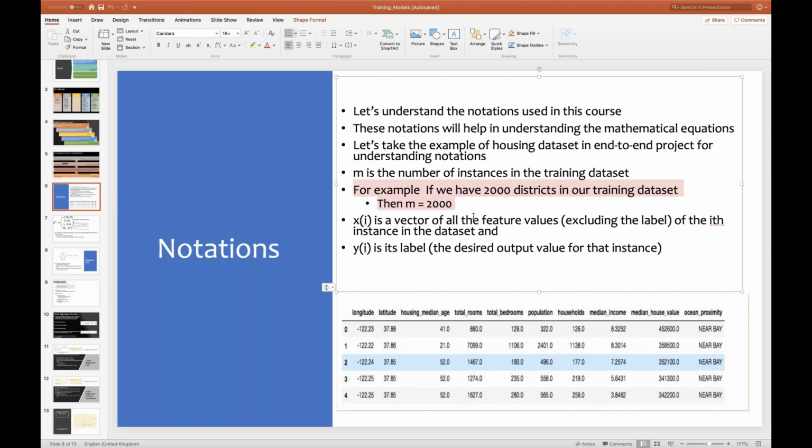Super. Now, x of i is a vector of all the feature values. Now what is a vector? Go back to your advanced Python classes where we talked about NumPy, pandas, matrix, transpose of matrix, vectors, and features. A vector is nothing but another form of representing a field from the machine learning formula point of view.